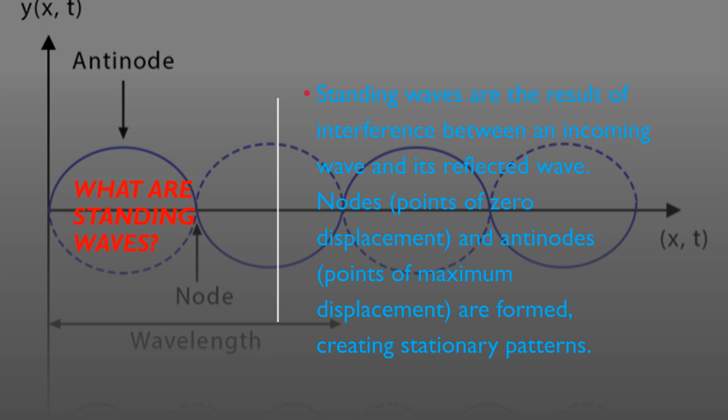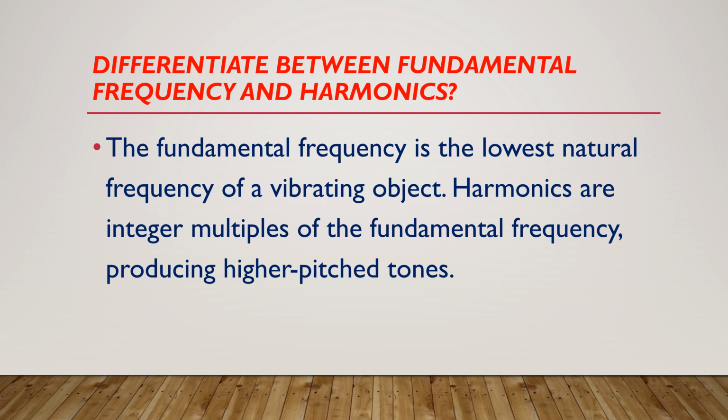What are standing waves? Standing waves are the result of interference between an incoming wave and its reflected wave. Nodes, points of zero displacement, and antinodes, points of maximum displacement are formed, creating stationary patterns.